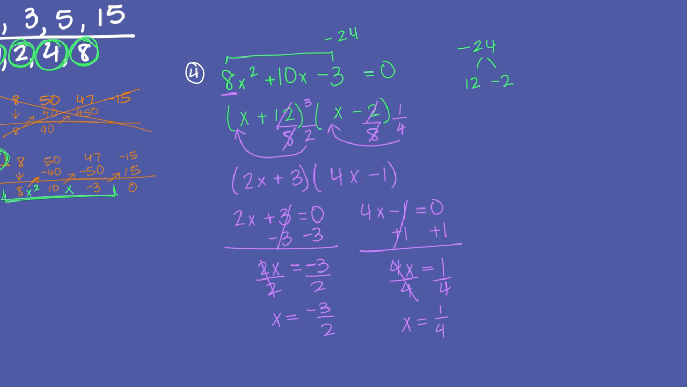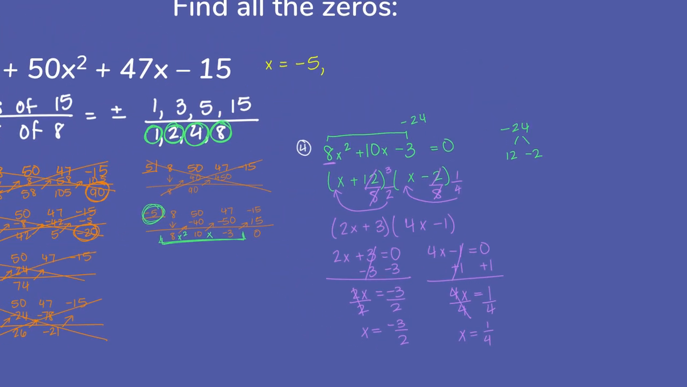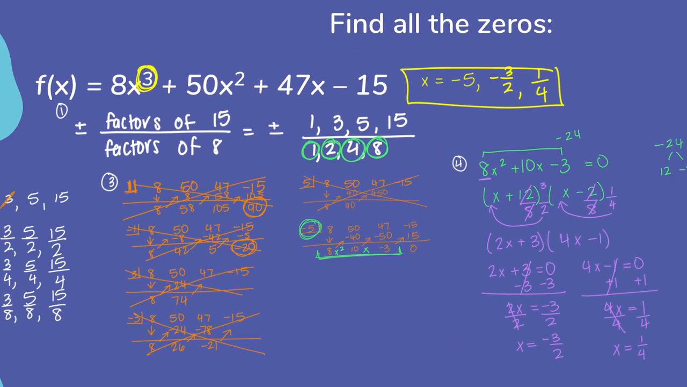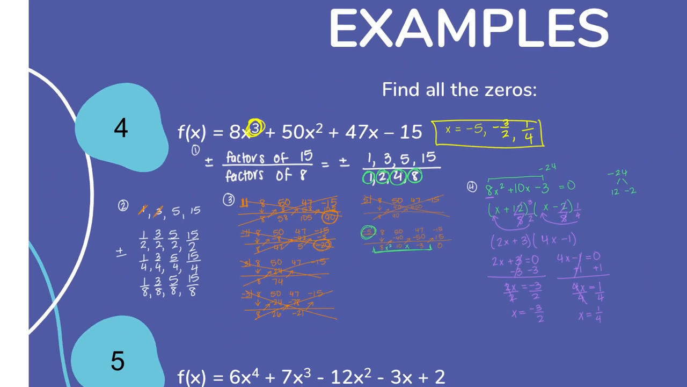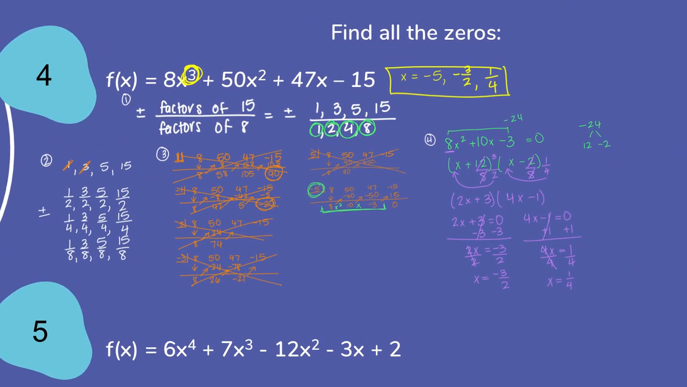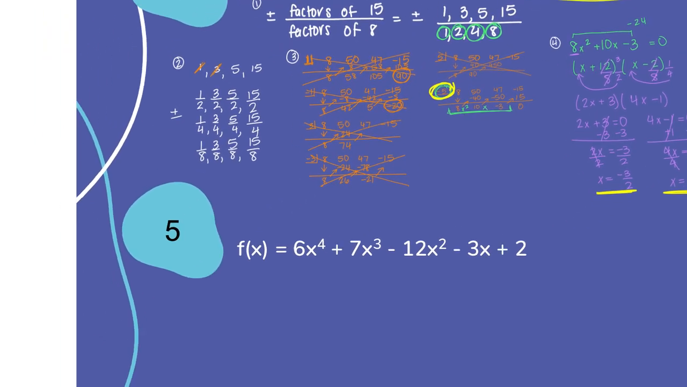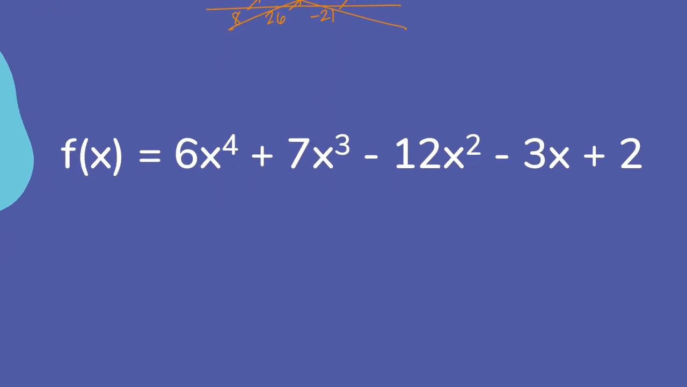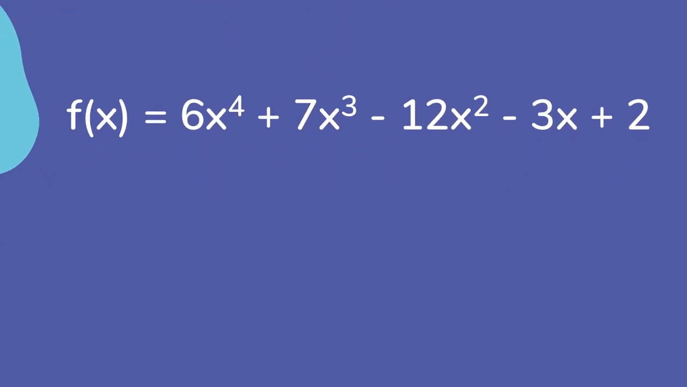So in the end, what are my answers? We had -5, we have -3 over 2, and we have a 4th. So these are my 3 answers, and again I have a 3 right here. So that's showing me that I need 3 answers, which I have: 1, 2, and 3. All right, going ahead and going to 5. So following the same steps we just did.